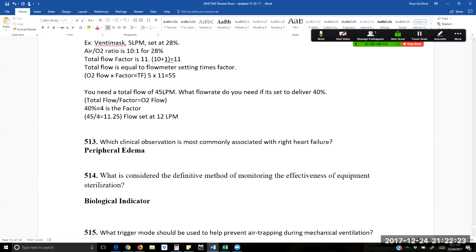513, clinical observation most commonly associated with right heart failure. That's peripheral edema. Peripheral edema. The right heart is failing, so pressure backs up through the venous system and causes edema.